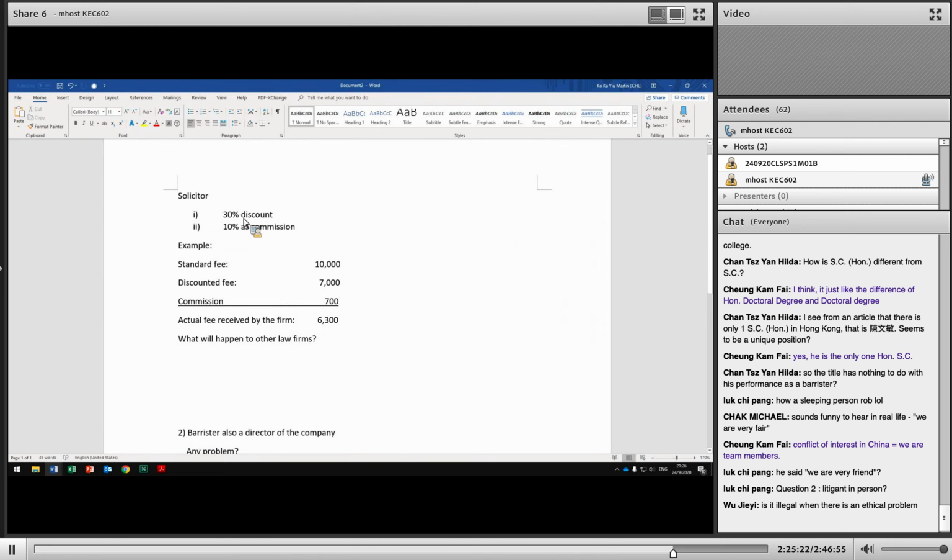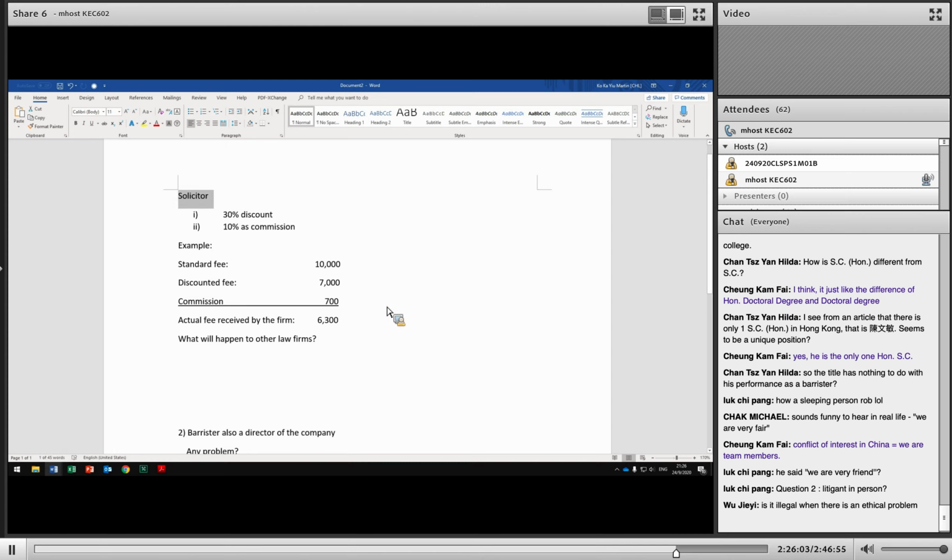For the solicitor, his offer is a 30% discount to the client, and also 10% as commission. We can use a very simple example. If the standard fee is $10,000, he will give a 30% discount, so the client is only required to pay $7,000, and the commission is $700. So the actual fee received by the firm is only $6,300. Of course, on the face of it, it looks like something good for the solicitor.